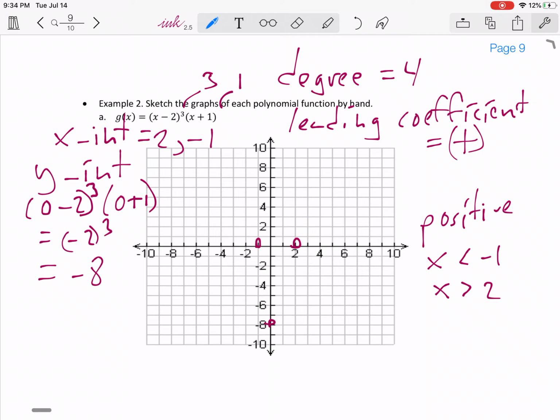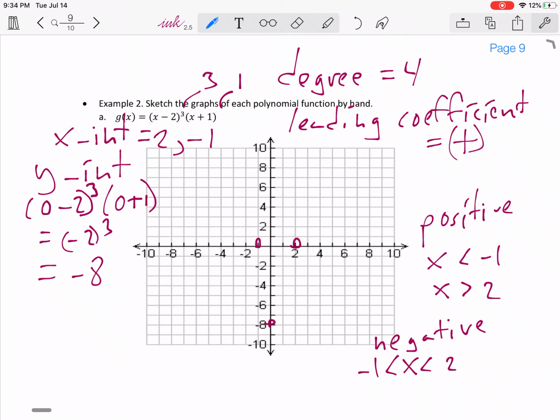The next thing I can look at is between -1 and 2. Let's say we tried 0. If I put 0 in, we saw what happened: the y-intercept was -8. So that means it's going to be negative between -1 and 2.